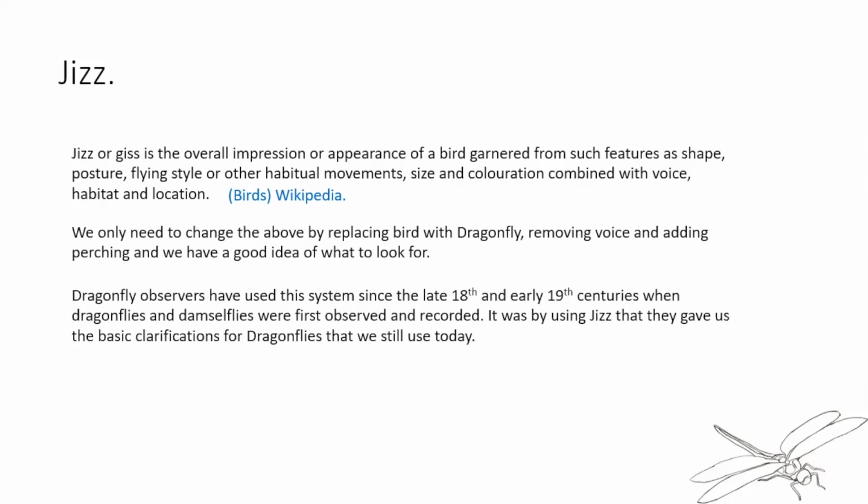So, as you see there, dragonfly observers have used this system since the late 18th and early 19th centuries. That's when dragonflies were first catalogued and observed and recorded. It's by using jizz they give us the basic classifications for dragonflies that we still use today. So again, if a bird person says, oh, we use jizz to identify it, we've developed it, they haven't. It's been around for a long time and used by everybody for identifying anything.